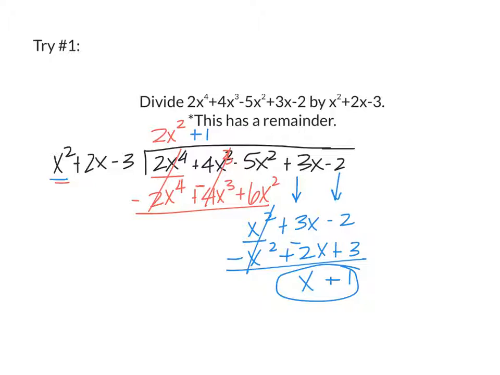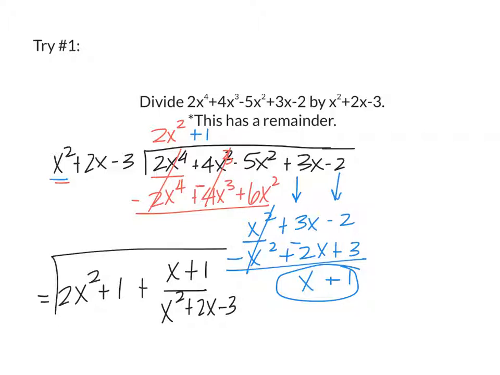So to write this as a final answer, we will write it as 2x squared plus 1, and then plus x plus 1 over what we were dividing by, which is x squared plus 2x minus 3. So it becomes a fraction. And again, that second half is our remainder.